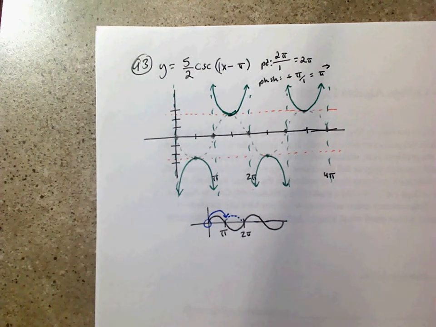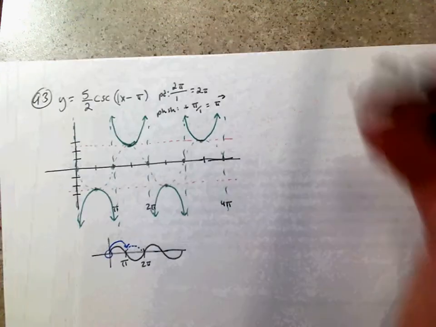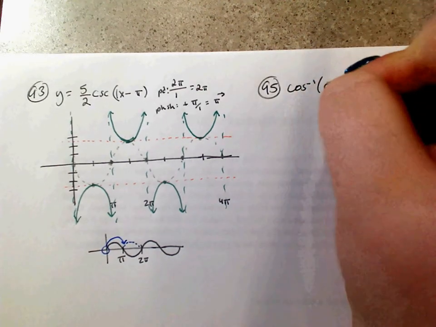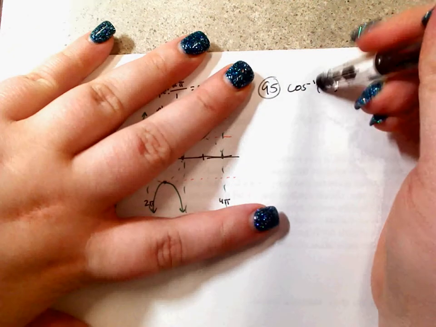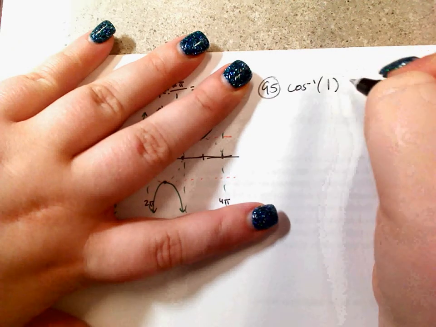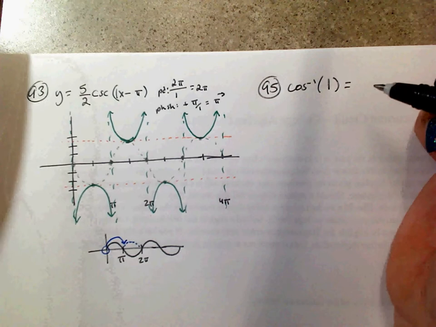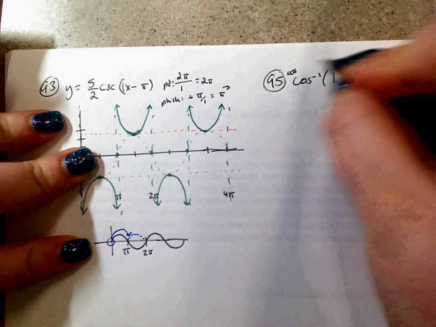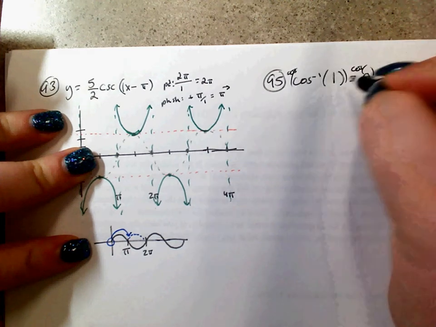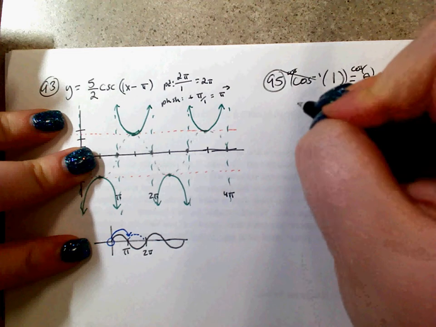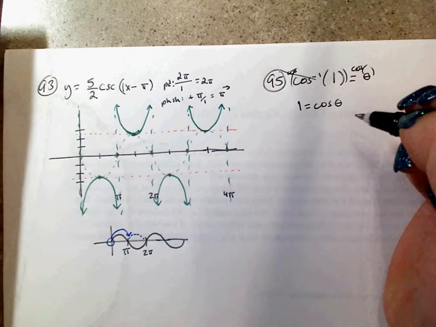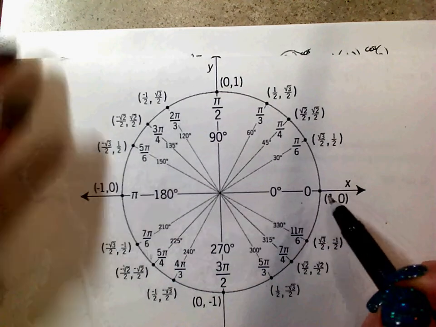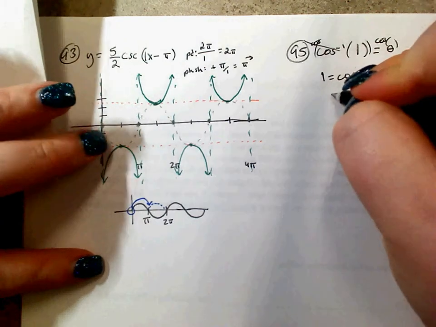All right. Number 95. So 95 is cosine inverse of 1. And so then the idea is cosine inverse of 1 equals what? Well, it equals some angle. And so if you take cosine of both sides, cosine is an operation, so you can't put it behind it. So then you get 1 is cosine of what angle? And if you look, cosine inverse only exists from 0 to pi, and cosine is 1 at 0. So my answer is 0.